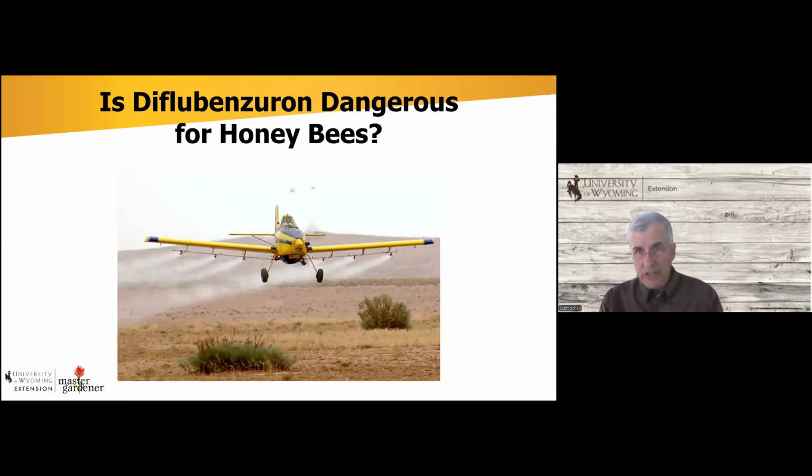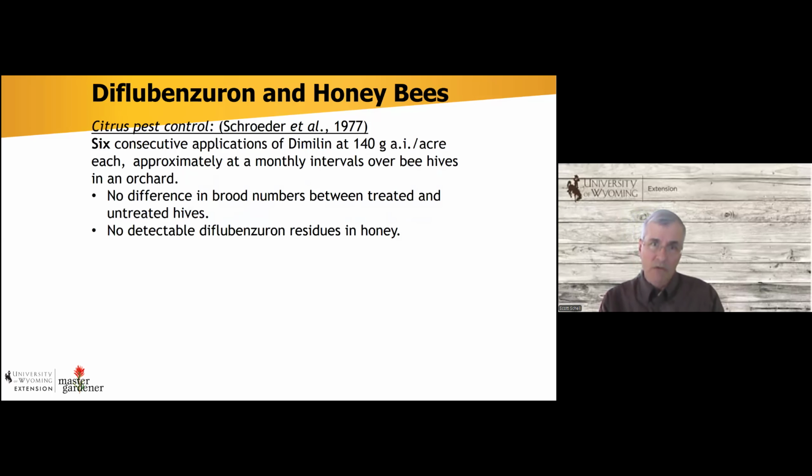How about other insects? How about beneficial insects? Well, you don't see a lot of honeybees foraging on typical rangeland, but honeybees are certainly a concern and can be a concern around cropland and other places like that. So when diflubenzuron was first brought out, it was utilized for citrus pests, and they did some testing of treatments at much higher application rates, much more frequently over beehives in orchards, what Schroeder did in 1977.